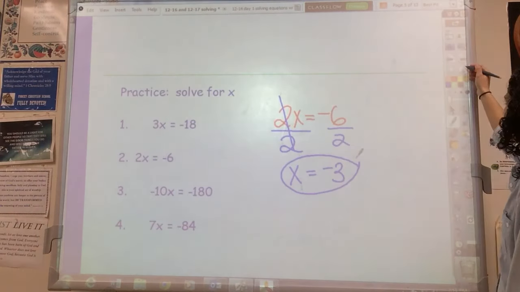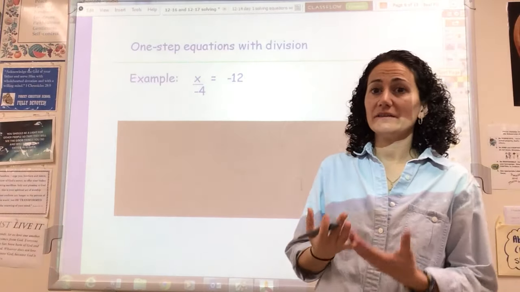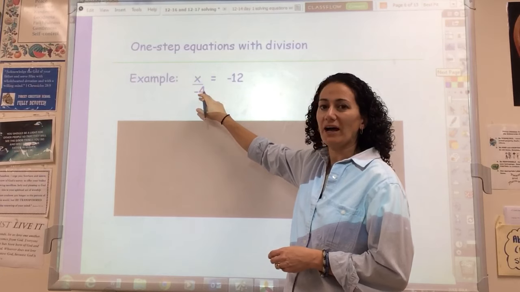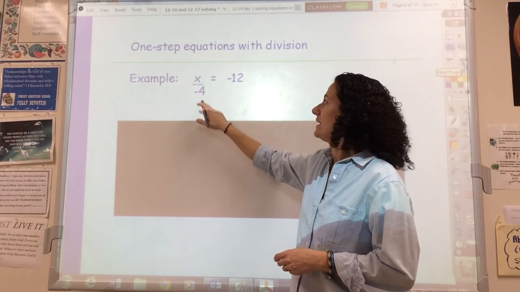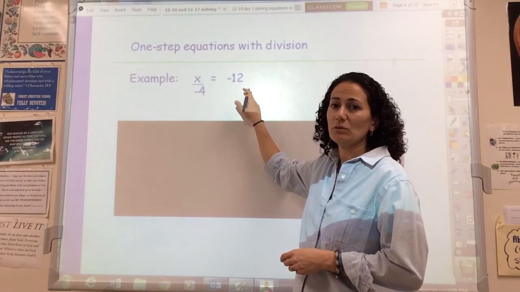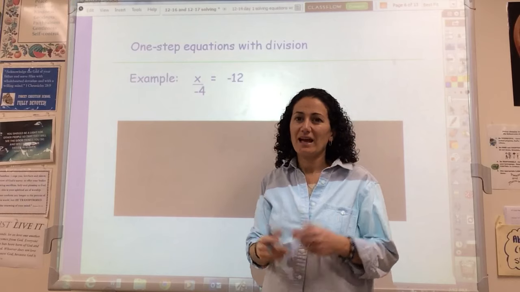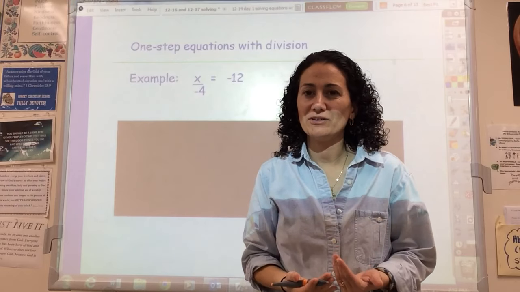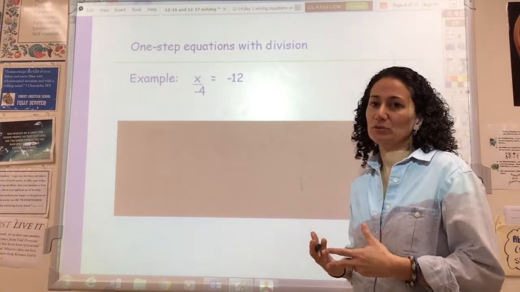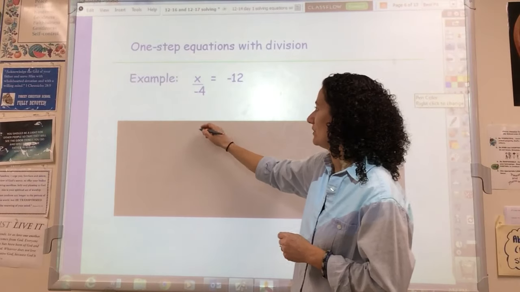Let's take a look at another example. In this example, we see division. The fraction bar means divide. So this equation means x divided by negative 4 equals negative 12. So something divided by negative 4 equals negative 12. Again, I know you probably already know the answer, but I want to show you how to solve it algebraically so that we can do the harder ones when it comes time for that.